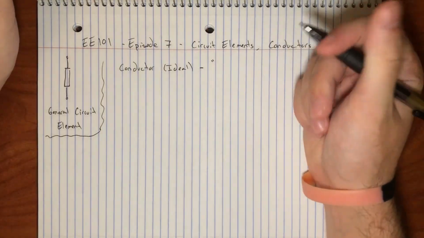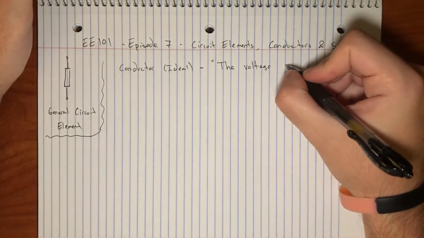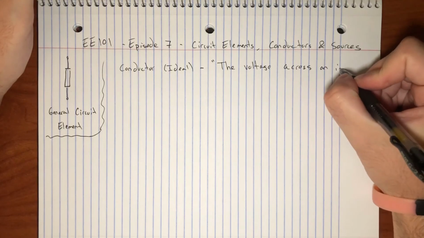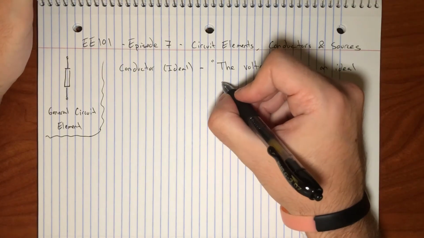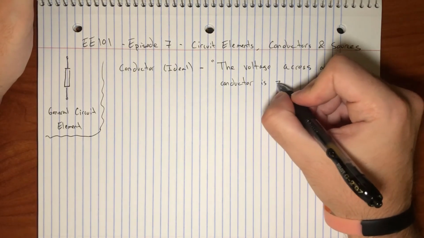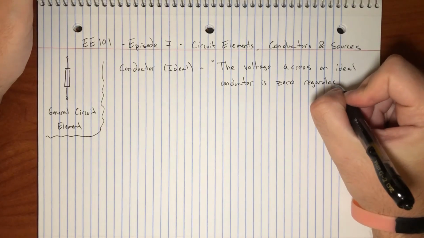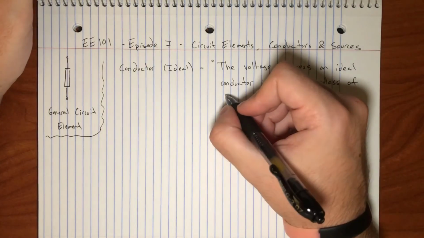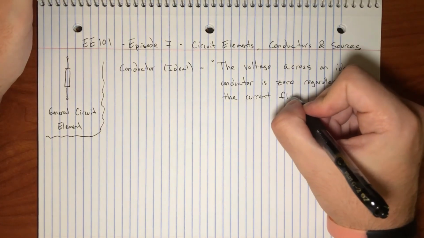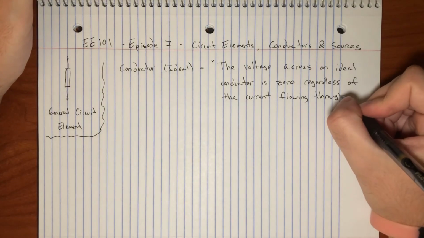So let me write this out. The voltage across an ideal conductor is 0 regardless of the current flowing through it.